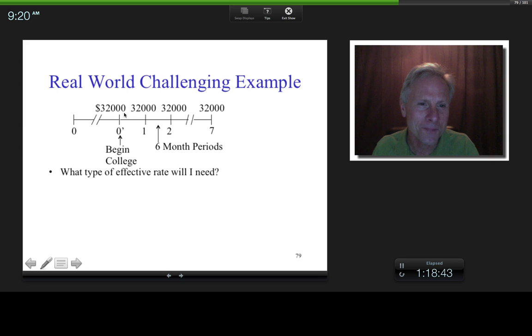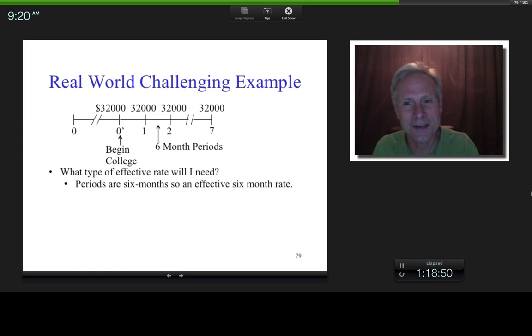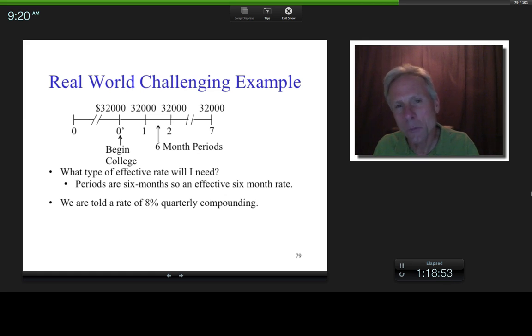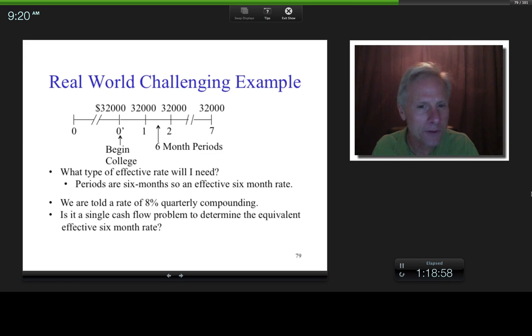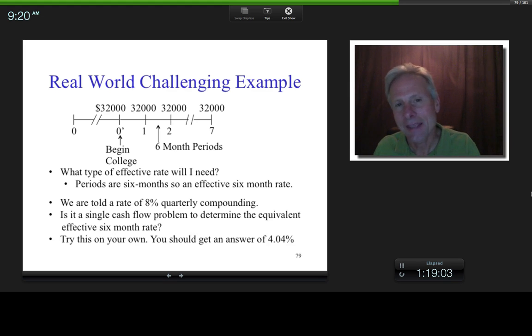So these are 6-month periods, so I better be working with what kind of a rate? Well, an effective 6-month rate, right? So again, we're told 8% compounded quarterly. Is it a single cash flow problem to figure out the effective 6-month rate? It is, right? And again, I want you to try this on your own. You should get an answer of 4.04%, so 0.0404. And you know where to go. I've already told you, if you can't figure this out, you need to go back to single cash flow principles, the previous lecture.